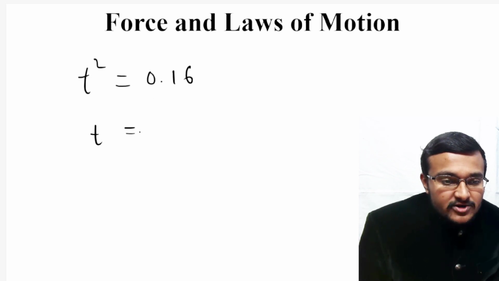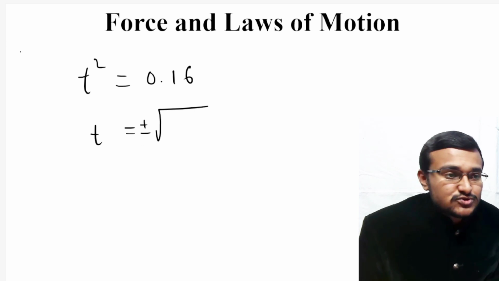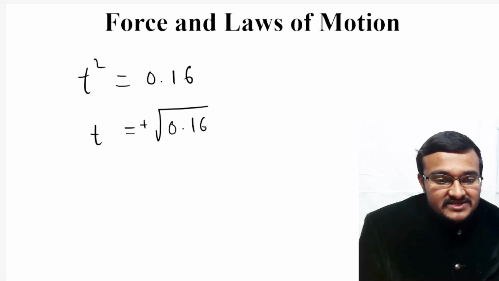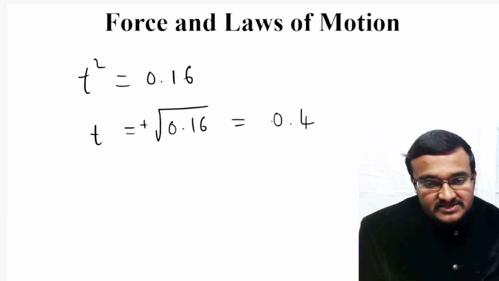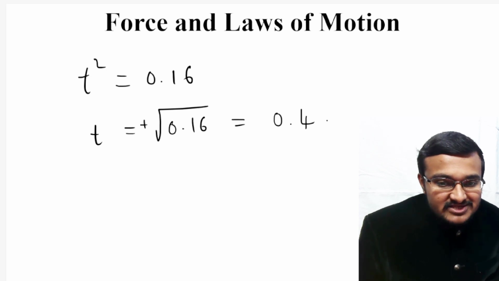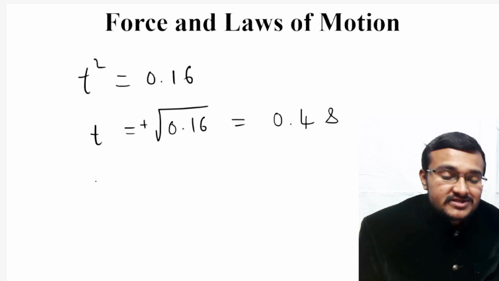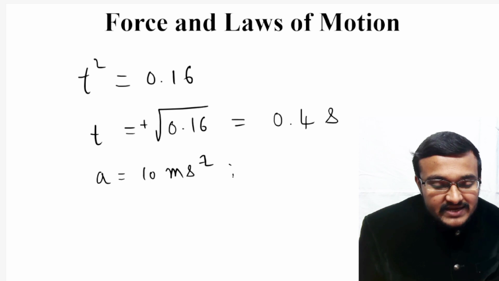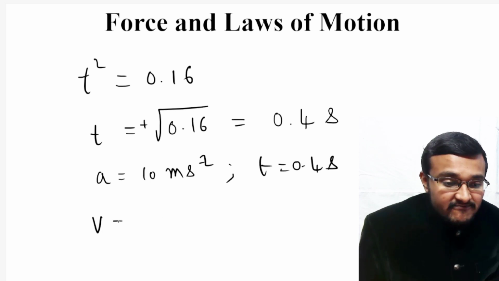Now you can take the square root. When you take the square root, it will be plus or minus, but time cannot be negative, so always you should take only plus. Plus square root of 0.16. So 0.4 will be the square root of 0.16. That means here time is equal to 0.4 seconds. Now you know the acceleration, which is 10 meter per second square, and you know the time, which is 0.4 second. So now you can calculate the final velocity.